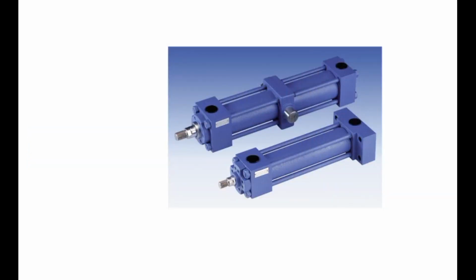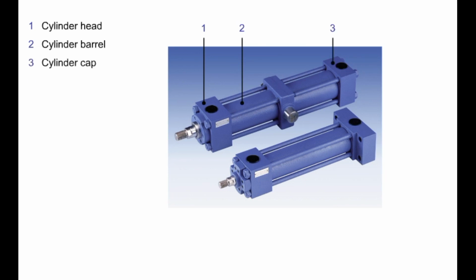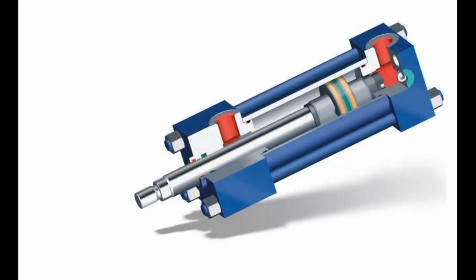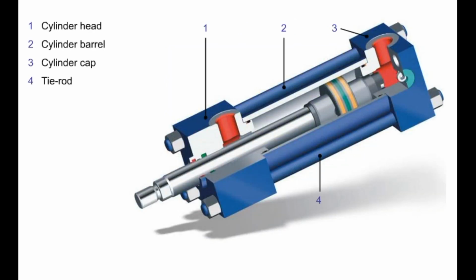In a tie rod cylinder, the cylinder head, cylinder barrel, and cylinder cap are all connected together via tie rods. The tie rods have threads at both ends. Nuts are used to connect the cylinder head, cylinder barrel, and cylinder cap together.